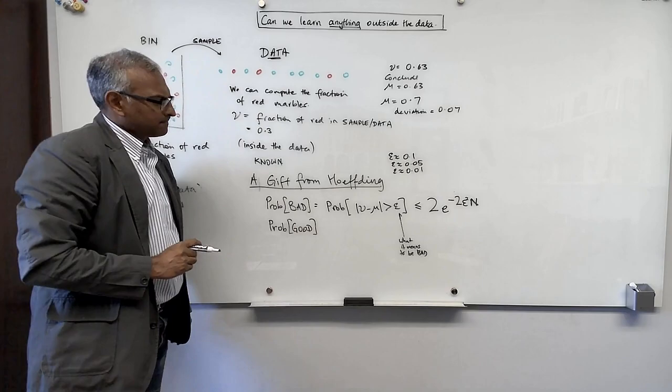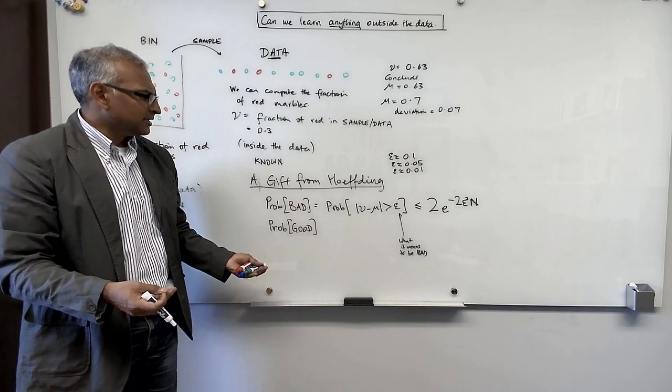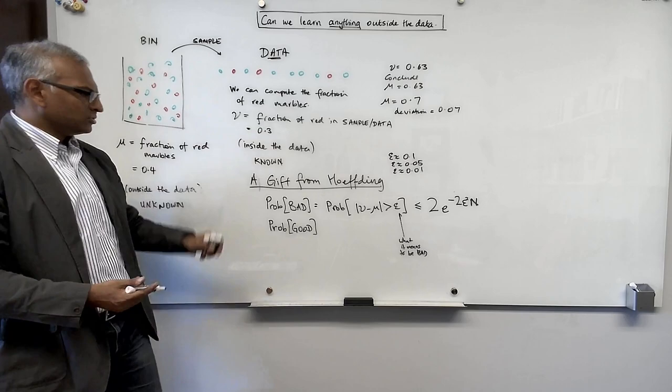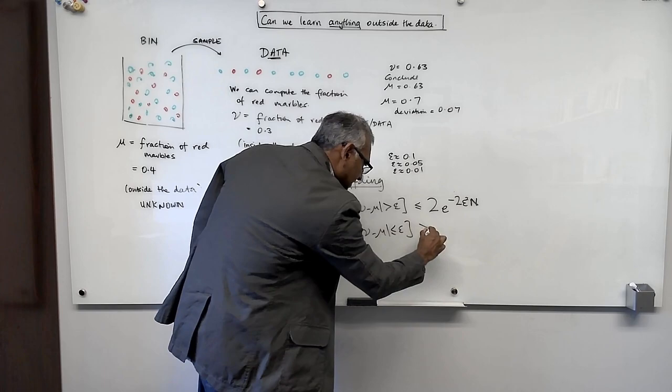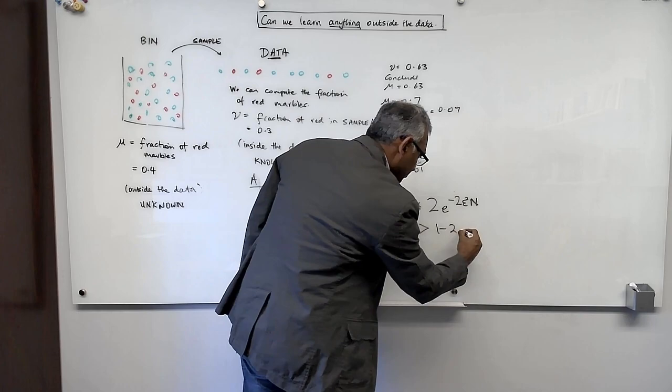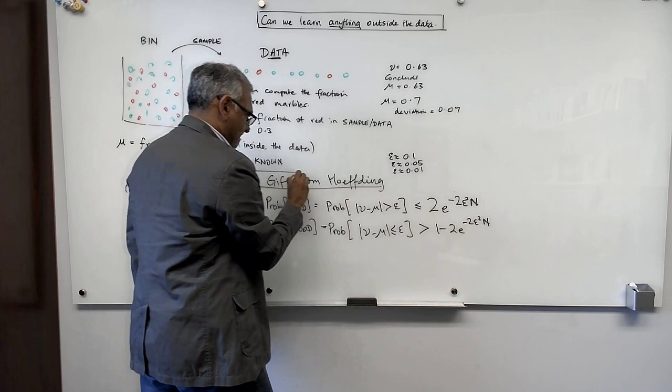So when will you be correct in ascribing mu to nu? So in inferring that mu is nu. So this is the probability that mu minus nu is less than or equal to epsilon, and that's, it's a complement event, so it's at least 1 minus 2e to the minus 2 epsilon squared n. I'm going to box this. So we're going to spend a little bit of time discussing it.